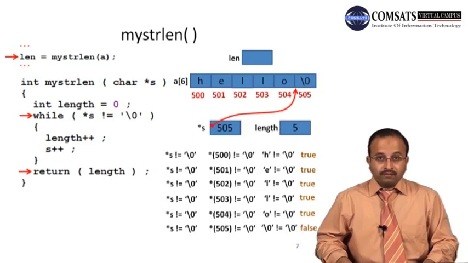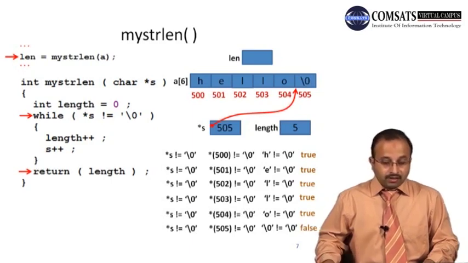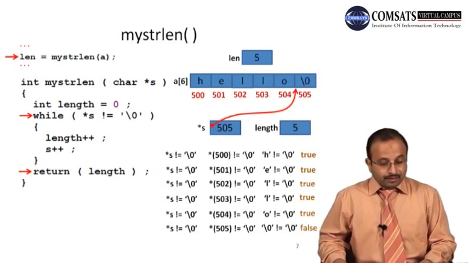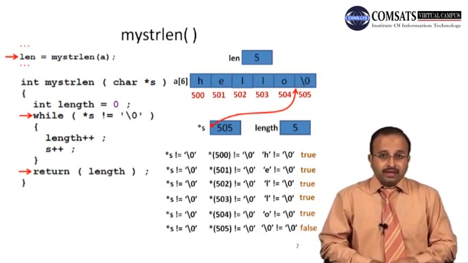What is the value of length? 5. So 5 will be returned and it will be assigned to that variable len. So the value of len will be assigned to this variable, right? So you see this, the working of the string length function, that is very easy.